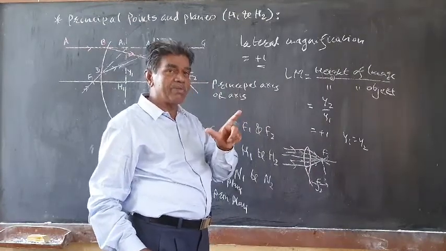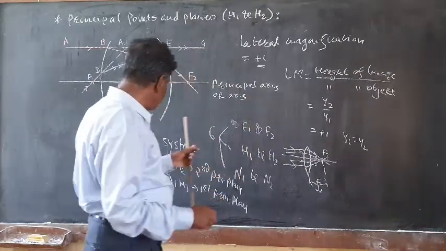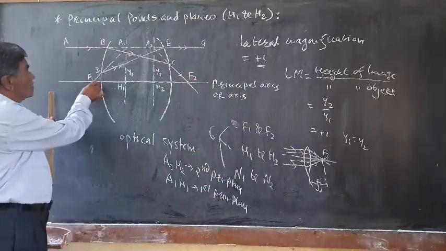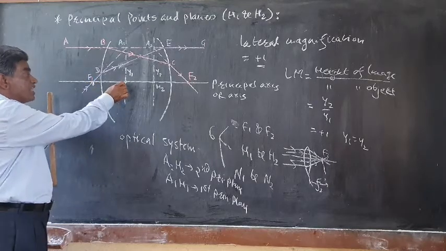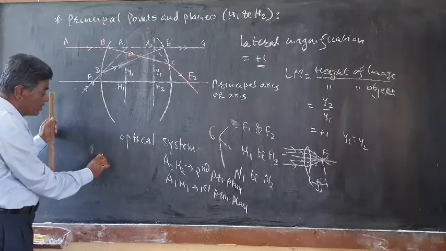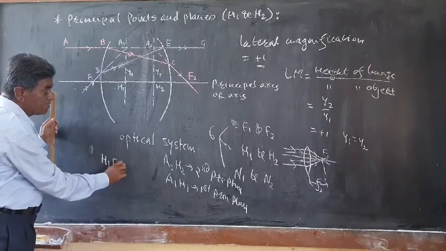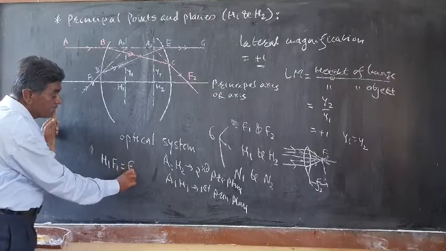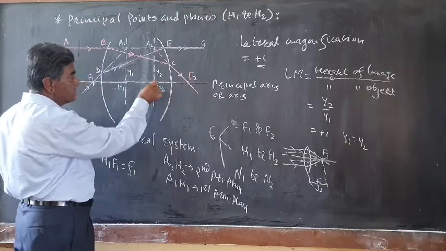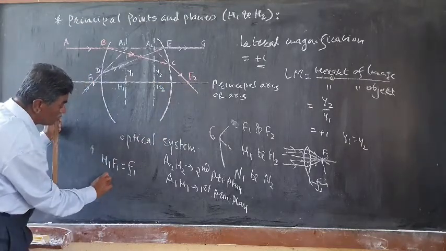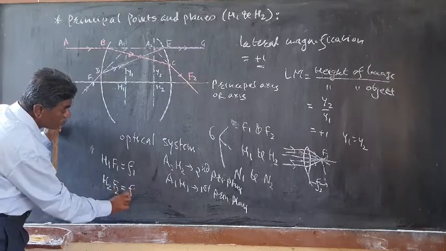And here you have to remember the focal length of the lens system. The distance of the first focal point from the first principal point, that is the distance h1 f1, is called the first focal length of the lens system, that is f1. And the distance of the second focal point from the second principal point, that is h2 f2, is known as the second focal length of the lens system.